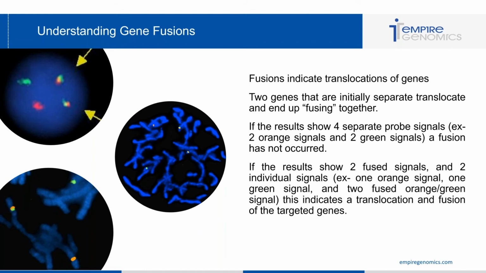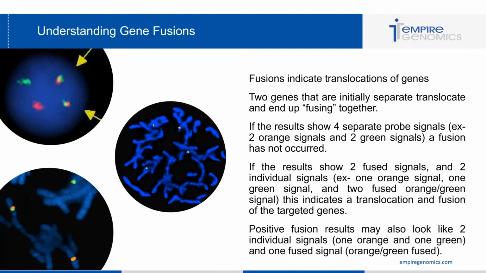If the results show 2 fused signals and 2 individual signals, for example, 1 orange signal, 1 green signal, and 2 fused orange and green signals, this indicates a translocation and a fusion of the targeted genes. Another positive fusion result may look like 2 individual signals and 1 fused signal, and that is 1 orange and 1 green signal, as well as 1 orange and green fused signal.